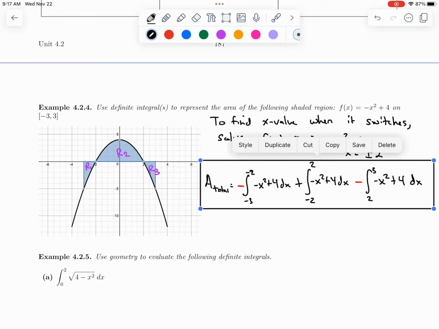How do you know when to subtract or add? If it's below the x-axis, it's negative area, so you tack on a negative sign to take care of it. That's it? Yep.